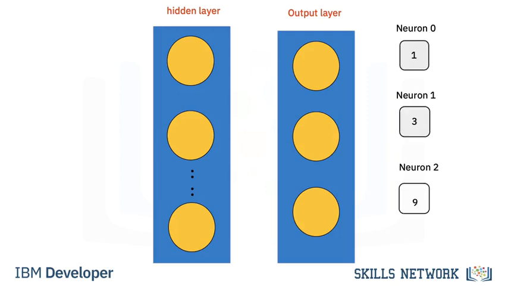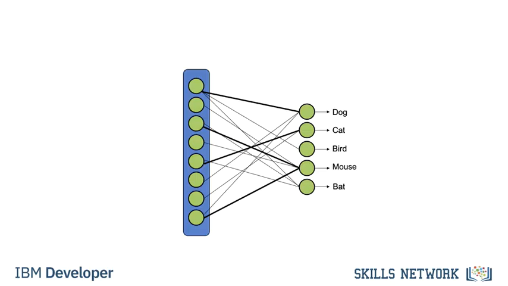For a given input, we obtain an output for each neuron. We choose the class according to the index of the neuron that has the largest value. In this case, neuron 2 has the largest value, so the output of our model is 2. We can use the following diagram. We have 5 neurons in the output layer, 1 for each class: dog, cat, and so on.